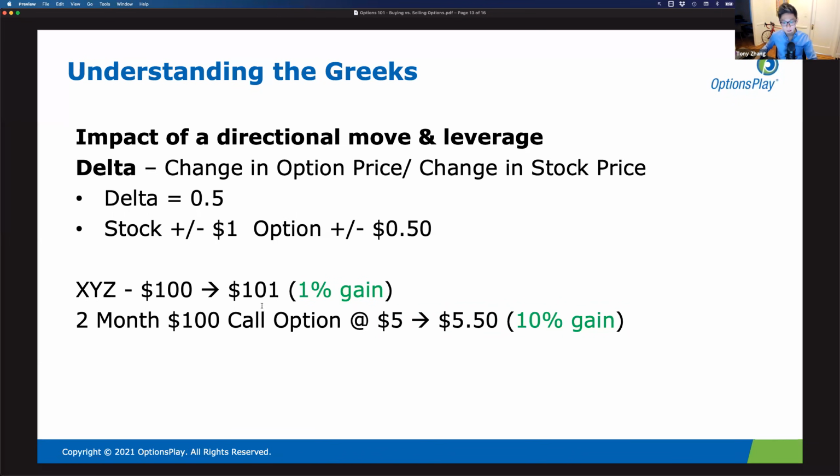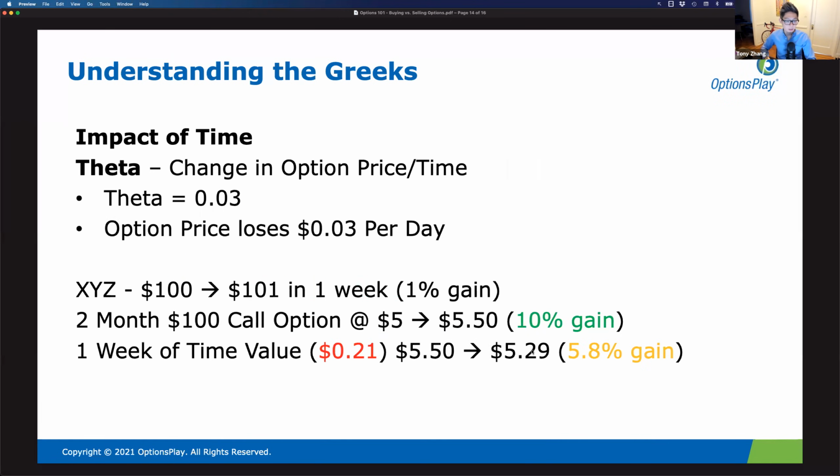So just to give you a numeric example here, I have an option with 0.5 delta. If the stock goes from 100 to 101, then my $5 option will gain by 50 cents, right? Because for a $1 move in the underlying stock, my option will move by 50 cents. So when the stock goes from 100 to 101, my option will go from $5 to $5.50. But with theta or time value, let's say it makes that move in the time of 1 week. So delta will contribute 50 cents in gains, right? So $5 to $5.50.